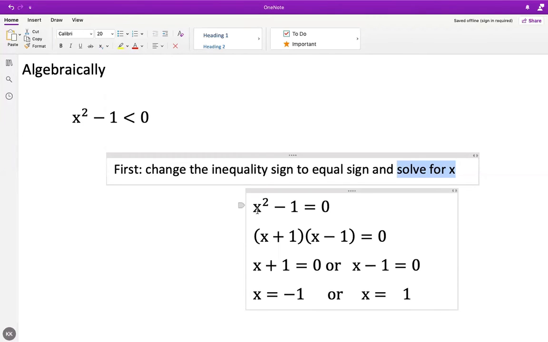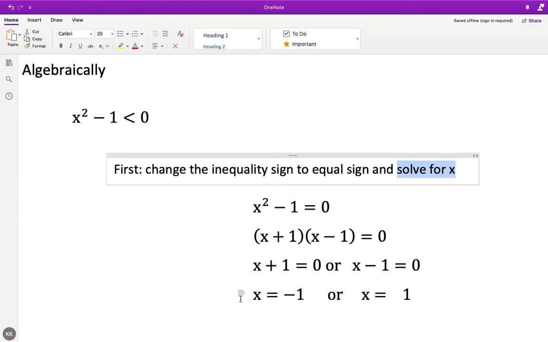I'm going to factor this polynomial into two factors, x plus 1 and x minus 1, and it is equal to 0. So by the zero product property, I can say x plus 1 equals 0, or x minus 1 equals 0, and we solve for x. x equals -1, or x equals 1.